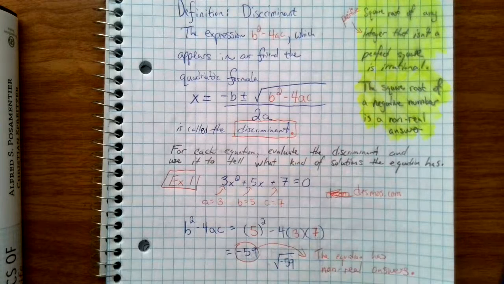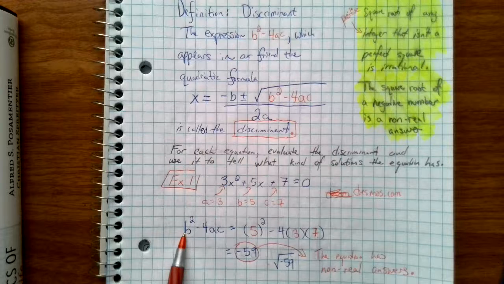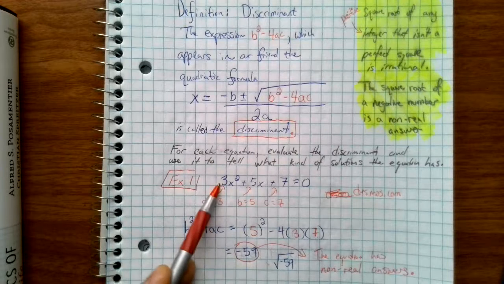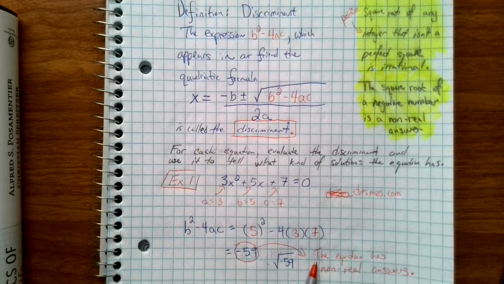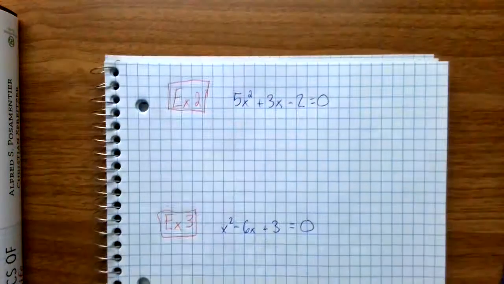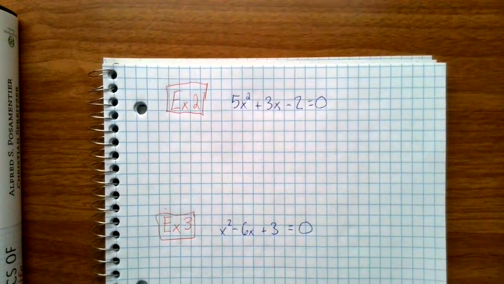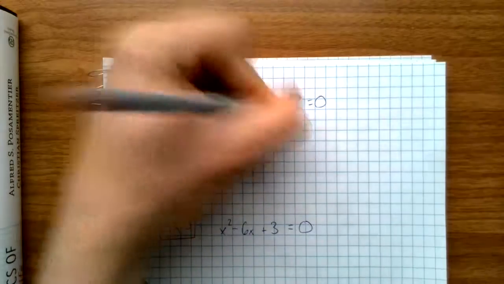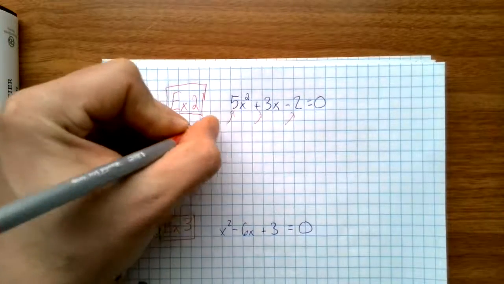And that is it. That is all we're doing. We're getting our a, b, and c value, substituting it into the discriminant. And in this particular example, because the value of the discriminant was negative, we can conclude that this equation would have non-real answers. Moving on, we're just going to do two more examples. We're being asked to do the same thing, to evaluate the discriminant and determine the type of solutions.